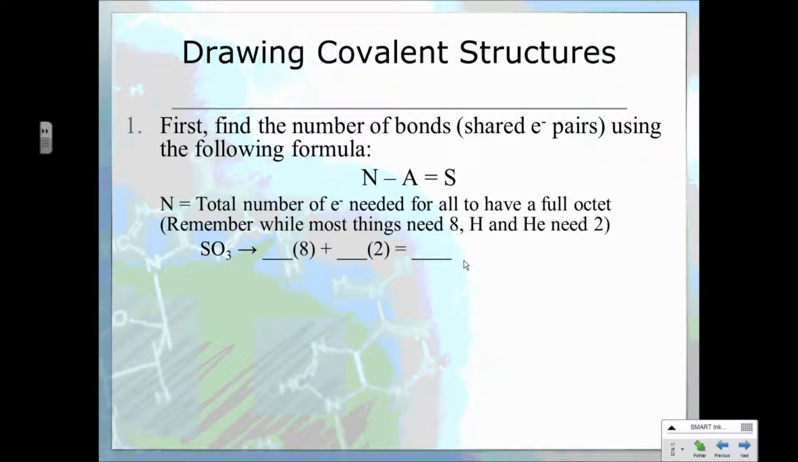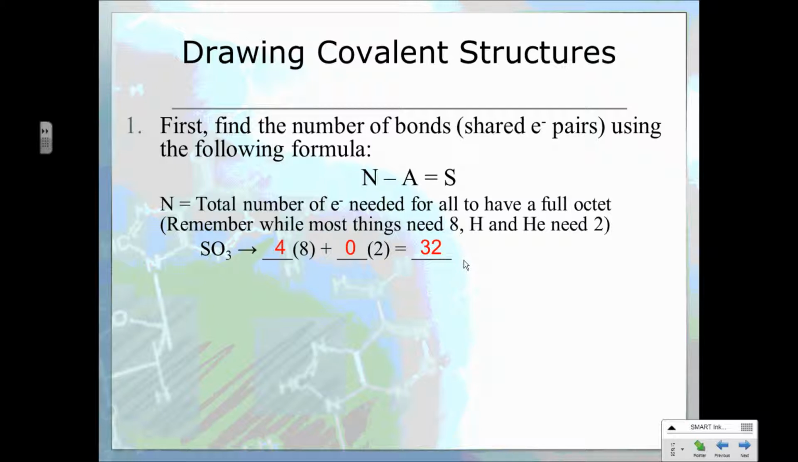So when you look at your molecule, SO3 in this case, how many non-hydrogens do we have? Well, we've got 1 sulfur and 3 oxygens for a total of 4 atoms. So we have 4 atoms that need 8. We have no hydrogens, so 0 atoms that need 2. So we've got 4 8s and 0 2s. Well, 4 times 8 is 32, plus 0 would still be 32. So in SO3, we need a total of 32 electrons for all of the sulfur and oxygen atoms to be stable. So that's our N.